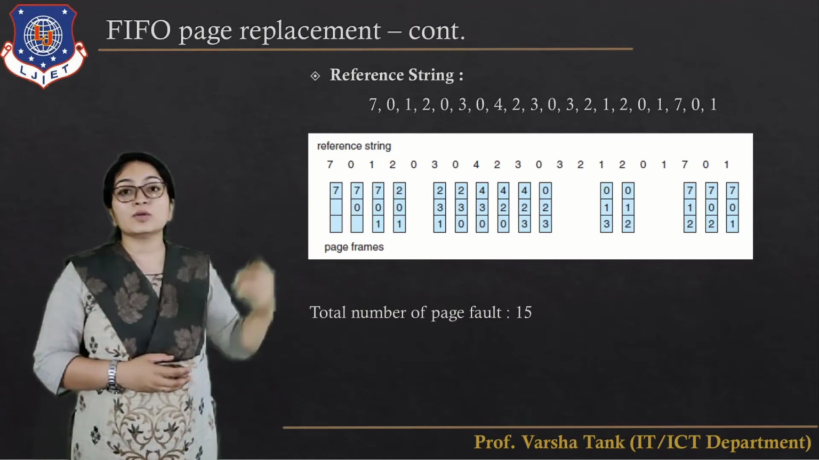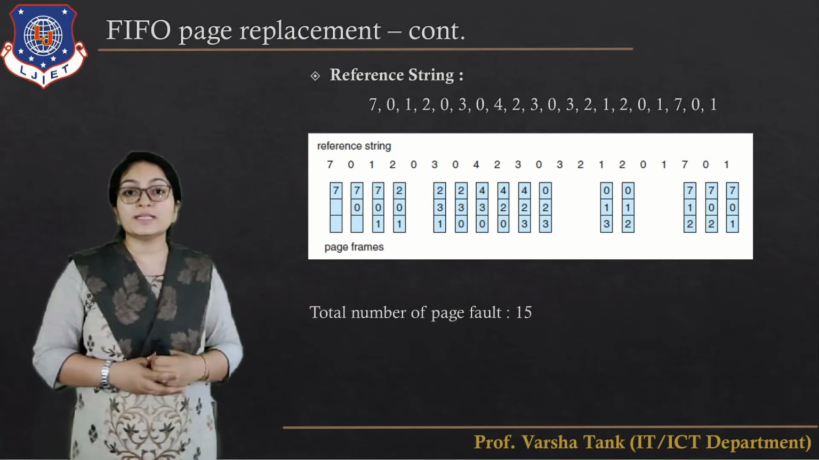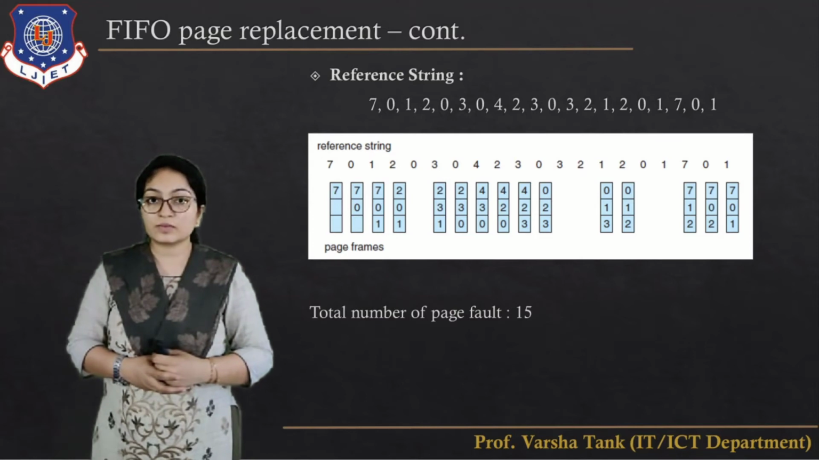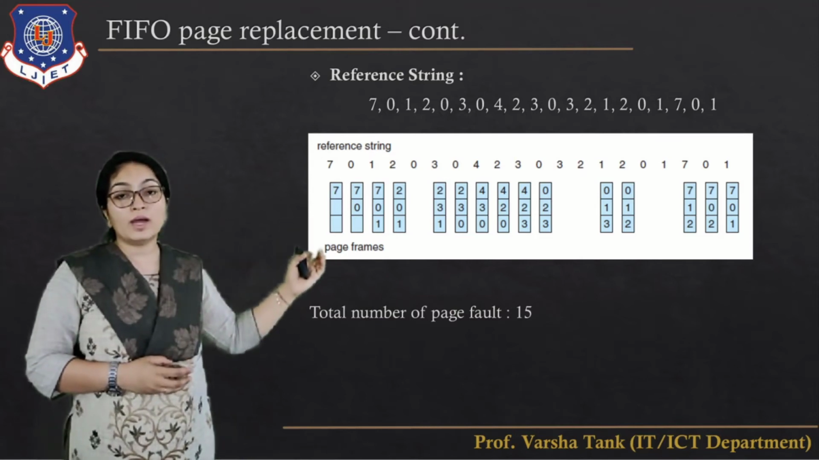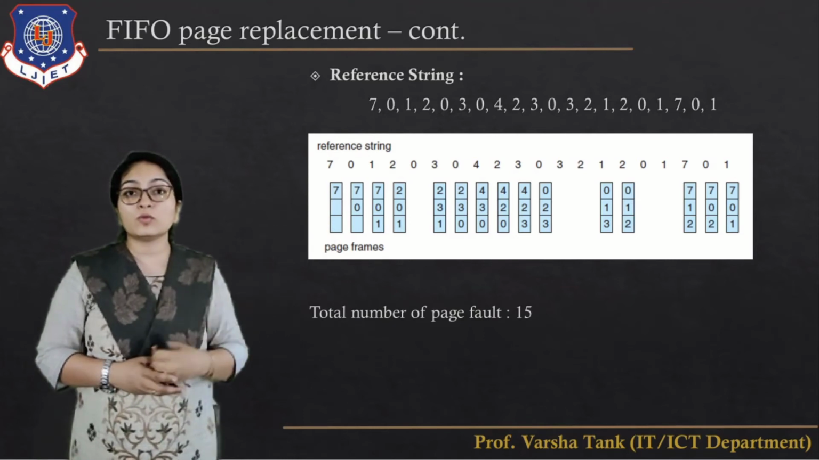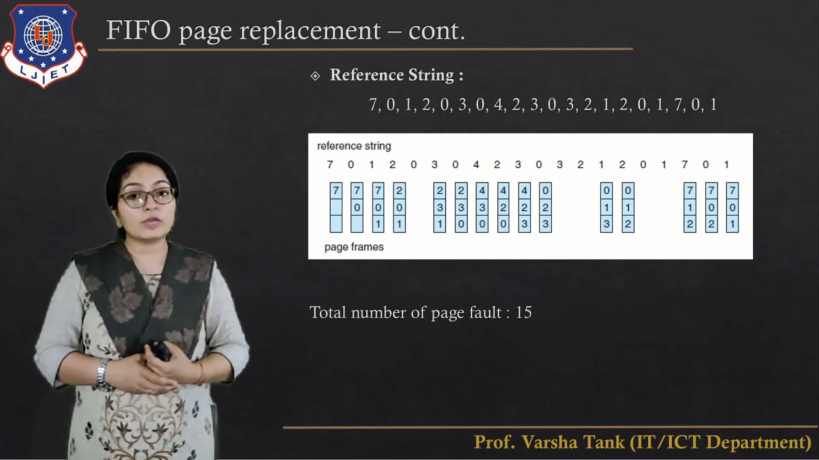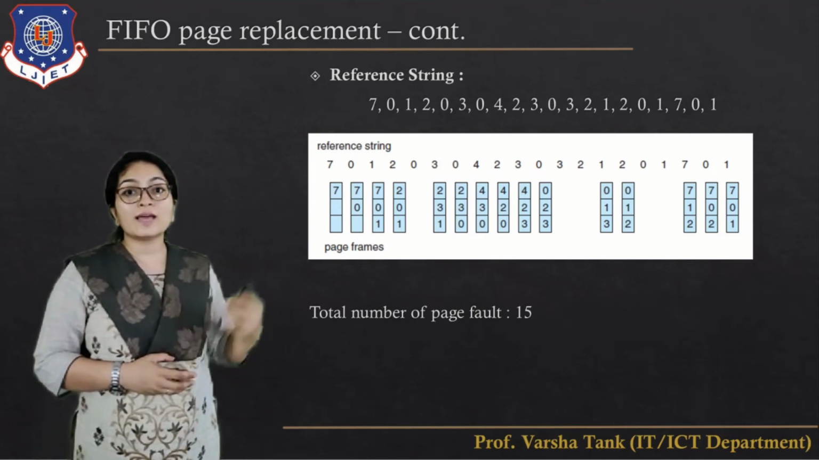After that again 0 is there. Which one is the oldest one? 1 is the oldest one. So we will replace the 1 by the 0. Again there is a page fault, and 2, 3, 0 is right now there in the page frame. After that 4 is there. Again, 4 is not there in the memory.